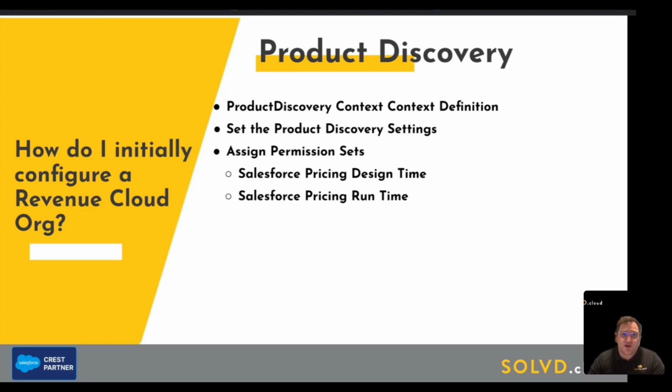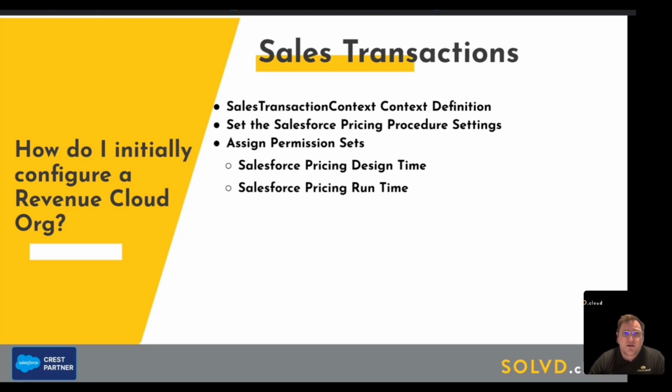If you change the pricing or qualification procedures, make sure you update the Product Discovery settings. For your users to be able to use Revenue Cloud Advanced and have these settings be applicable, you will need to assign the following permission sets. Salesforce Pricing Design Time. This allows you to create context definitions. Salesforce Pricing Runtime. This allows you to view context definitions.